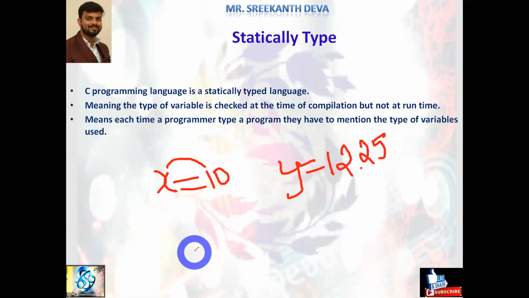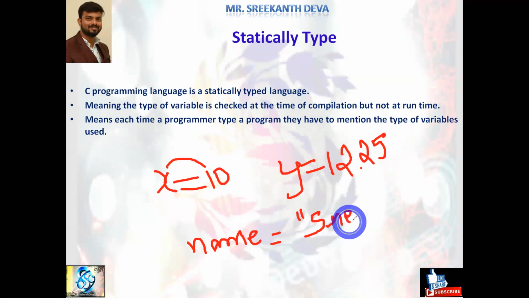Suppose I store another variable, name. Here I'm going to store a name. A name is a collection of characters, so I write something like Sri. Sri is a group of characters, and that group of characters is enclosed in one variable. Sri represents a name, which is nothing but a collection of characters, a different type. Like that, I can store different types of values.